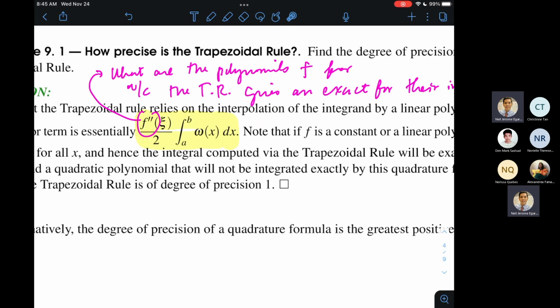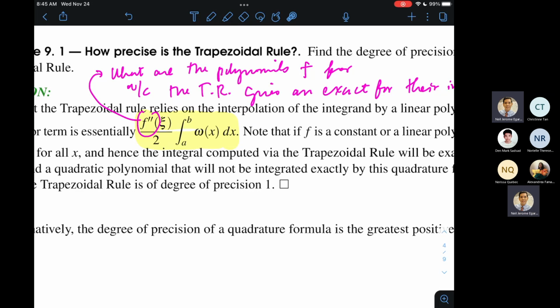Now, if little f is a linear polynomial, all right, f double prime is still 0, all right? Then if you plug inside, that will just still be 0, and hence the error term still vanishes. So okay pa, lahat ng linear polynomials na approximate ni trapezoidal rule exactly yung integral nila.